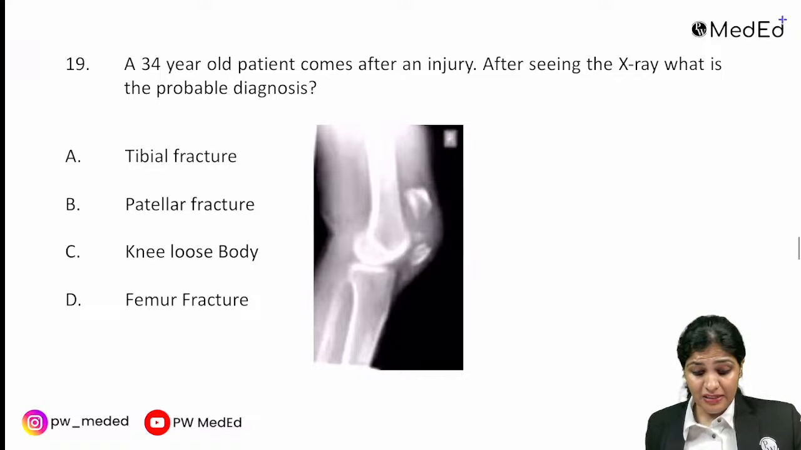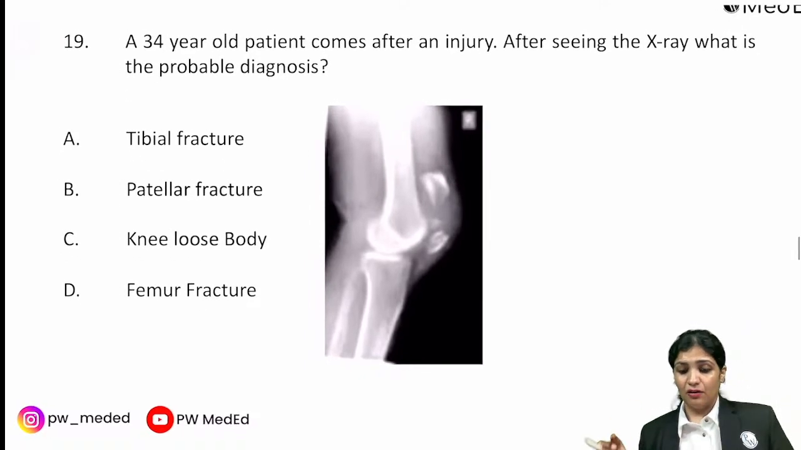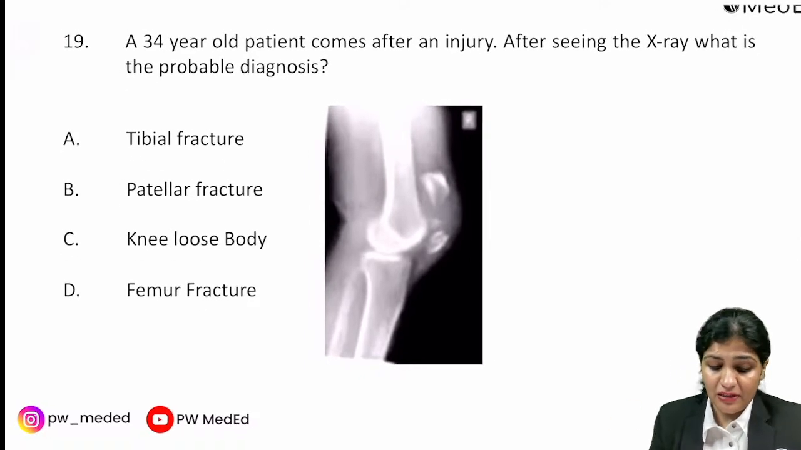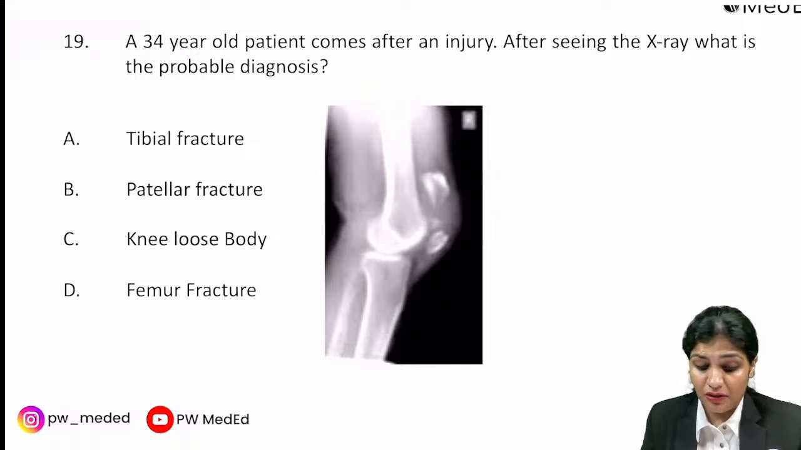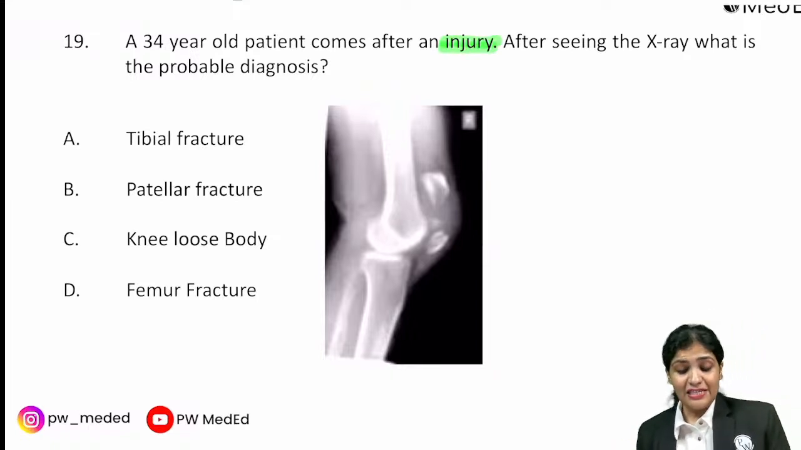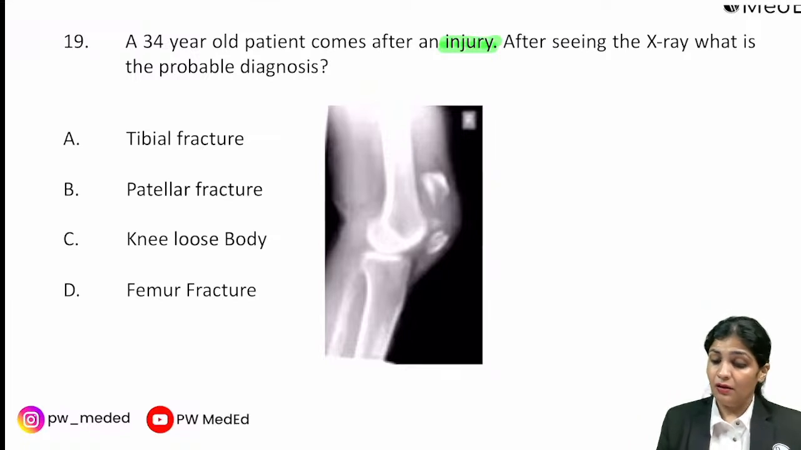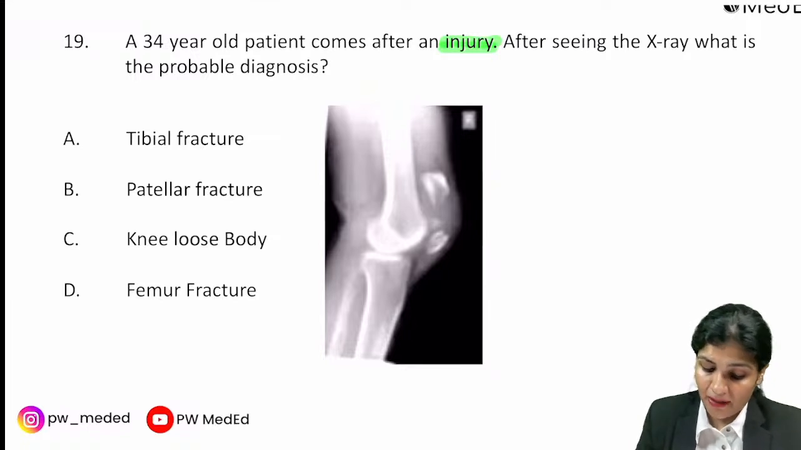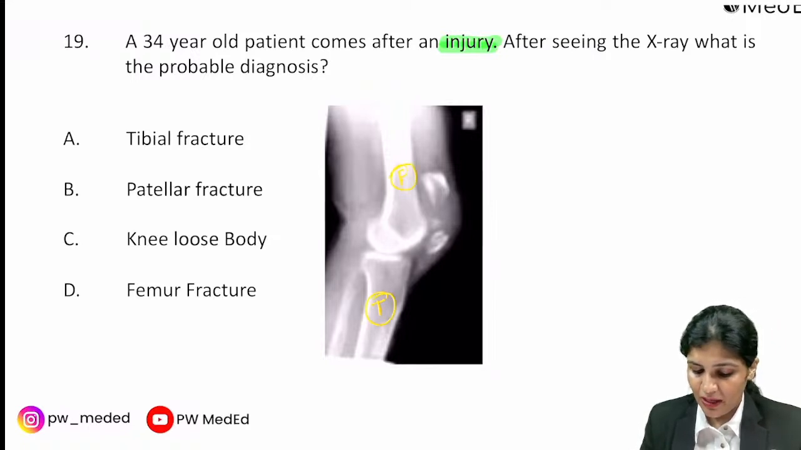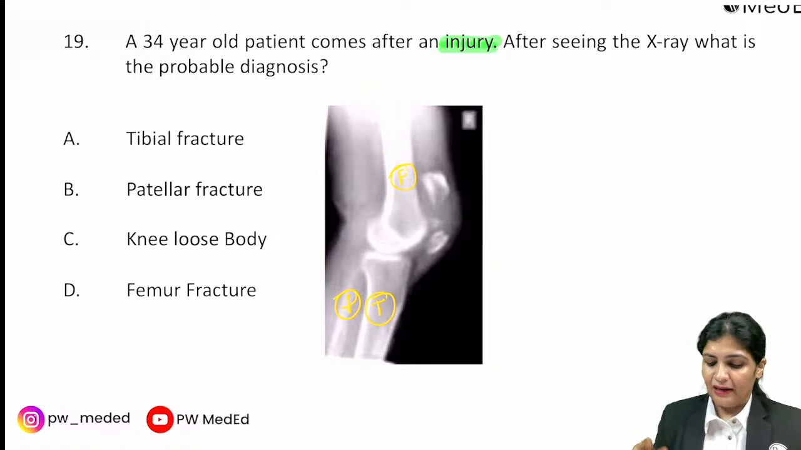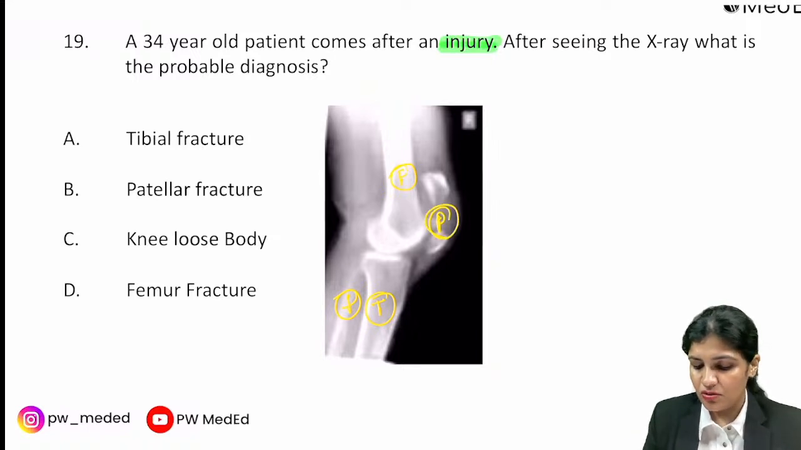Right, now let's go into the next question. This is again a trauma. So here a 34-year-old patient comes after an injury. So there is an injury present, so there is a trauma. After seeing the x-ray, what is the probable diagnosis? So you have to be thorough in naming the parts of the x-ray. So this is your femur, this is your tibia, this is your fibula, and in the knee joint there is what is called the patella.